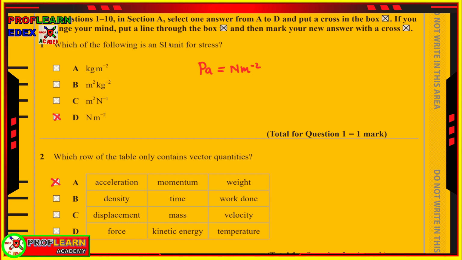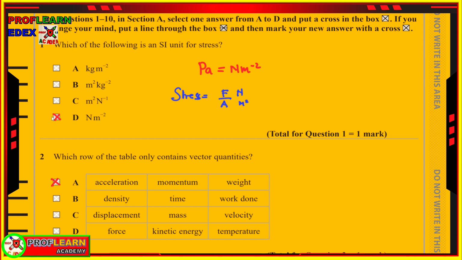The first question you were asked to state which of the following is the SI unit of stress. Remember, stress is given by the formula: stress is equal to force over area, and force is Newton, area is meter square. So the unit is Newton per meter square, and that is option D that we have there.